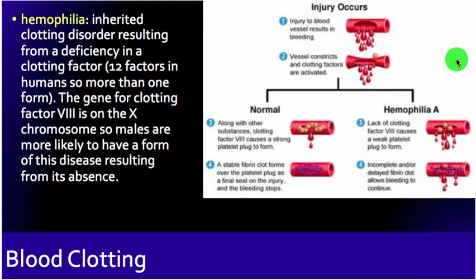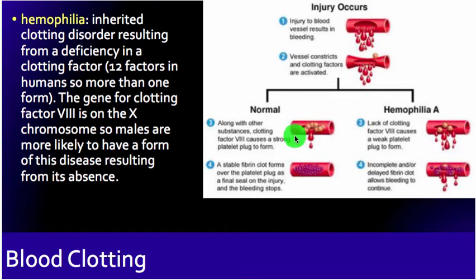That is because they only have one copy, it either works or it doesn't, and they are more likely to have this common inherited form of hemophilia. So let's take a look at what goes on here. Normally, if we have injury to a blood vessel, the blood vessel will constrict. We call this vasoconstriction, and we're going to enter our clotting process.